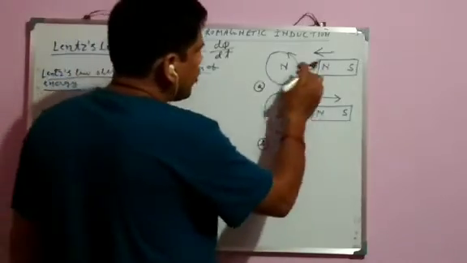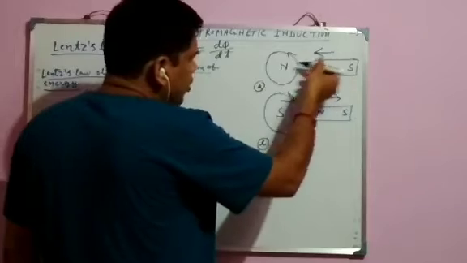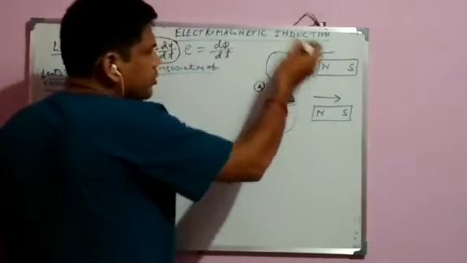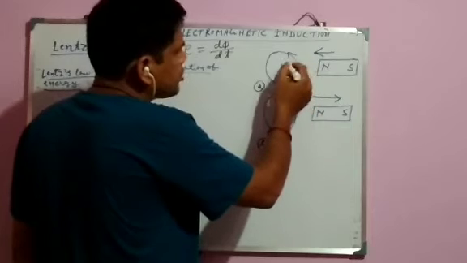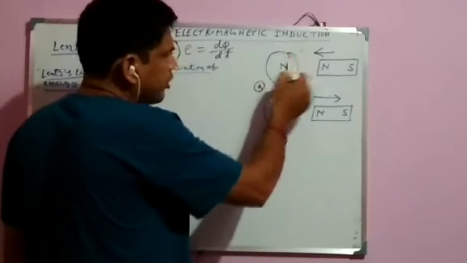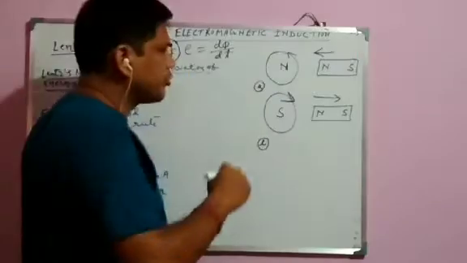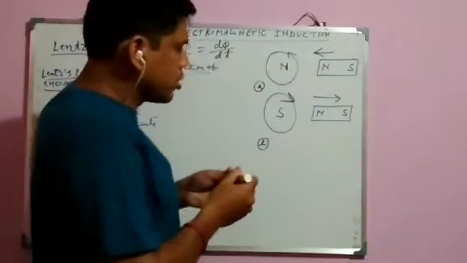Now, when we are moving this bar magnet along this direction towards this closed coil, according to Lenz's law, the north pole is developed on the front face and the south pole on the back face. Now north poles repel each other.